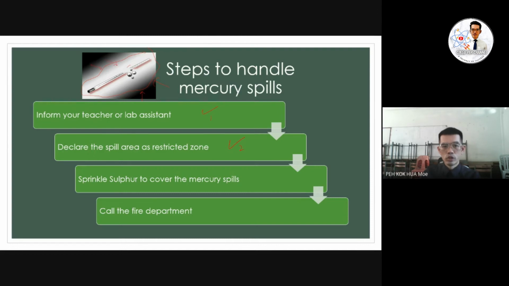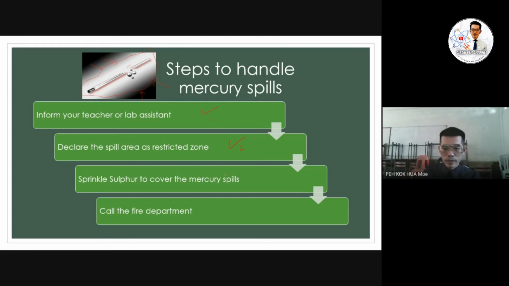Normally, if some of the students break a thermometer and the mercury spills, the teacher or lab assistant will ask all of you to move out of the laboratory straight away, because mercury is a volatile chemical. So you will get mercury poisoning if you inhale it in a certain quantity. Later on we will discuss the danger when you touch mercury.